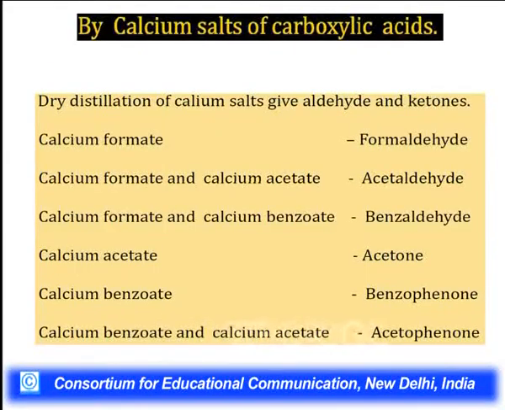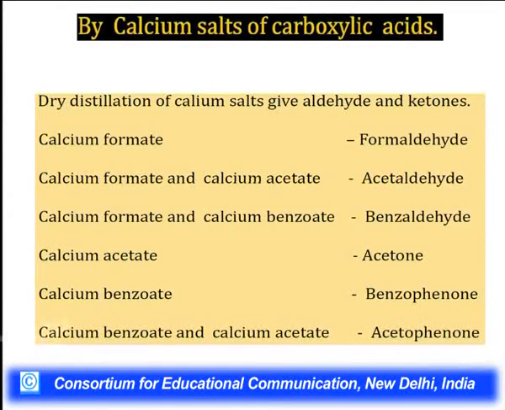We know that when we heat calcium salts of carboxylic acids in the absence of oxygen, it is known as pyrolysis. This is also known as dry distillation. When we do pyrolysis of calcium salts of carboxylic acids, we end up getting an aldehyde or a ketone. What we get will depend on the structure of the starting compound, that is, the calcium salt.